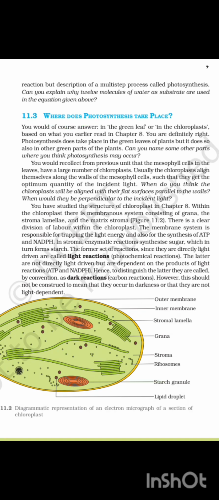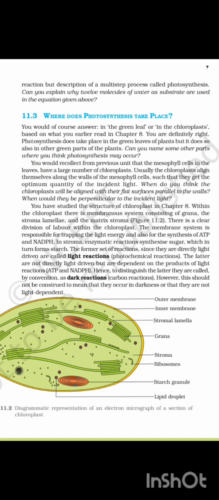11.3 Where does photosynthesis take place? You would have, of course, answered: in the green leaf, or in the chloroplast, based on what you earlier read in chapter 8. You are definitely right. Photosynthesis does take place in the green leaves of plants, but it does so also in other green parts of the plant. Can you name some other parts where you think photosynthesis may occur?